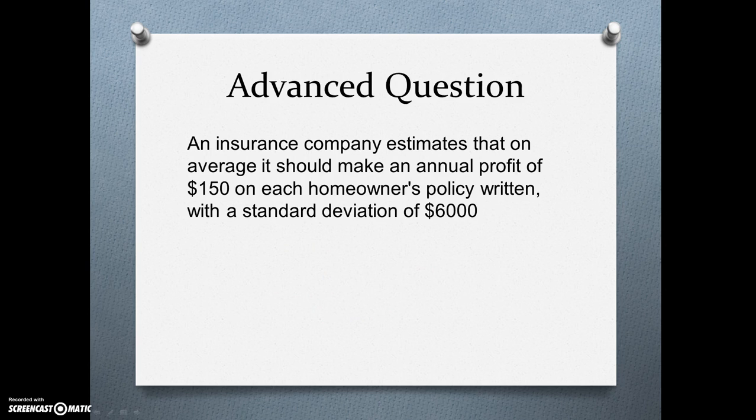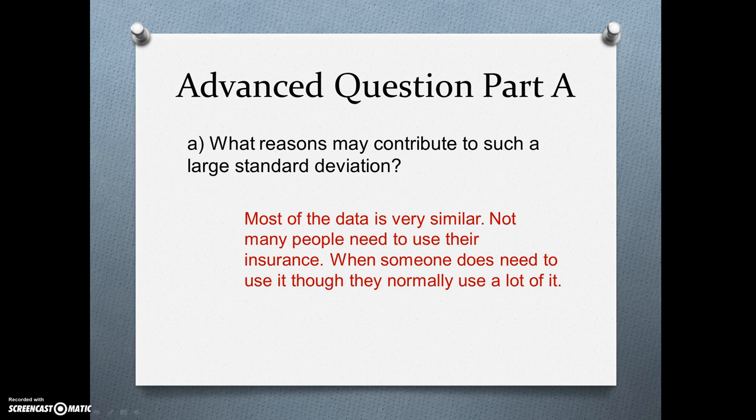Advanced question. An insurance company estimates that on average it should make an annual profit of $150 on each homeowner's policy written, with a standard deviation of $6,000. Part A. What reasons may contribute to such a large standard deviation? Most of the data is very similar. Not many people need to use their insurance, so usually it's 0. When someone does need to use it, though, they normally use a lot of it.